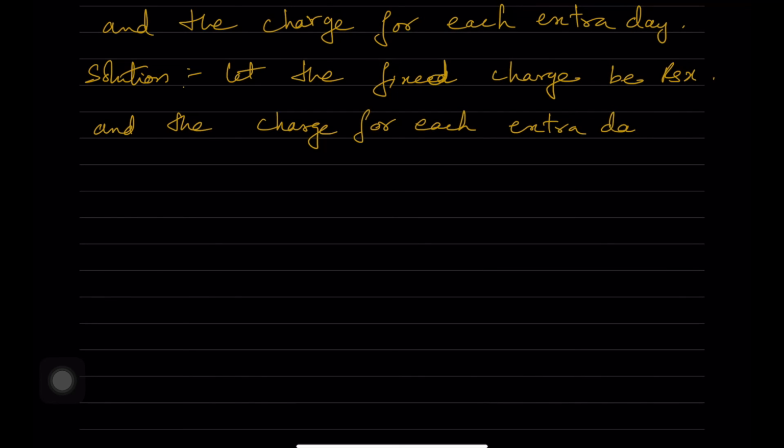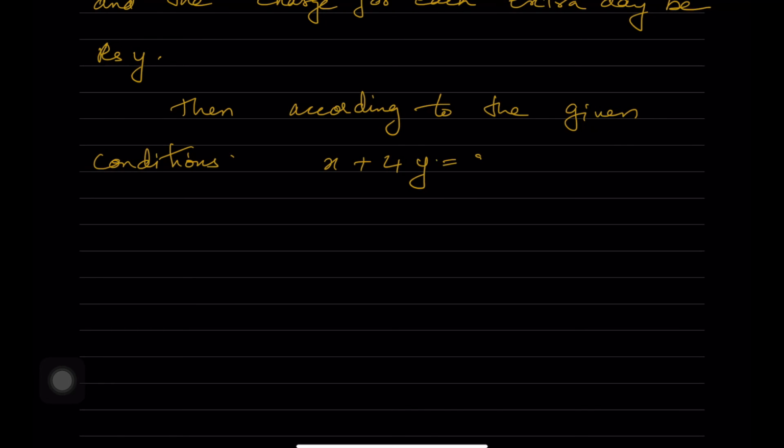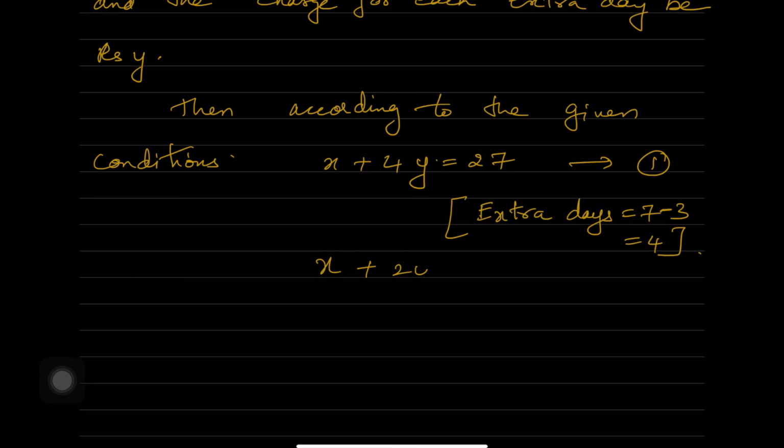So let the fixed charge be x rupees and the charge for each extra day be y rupees. So how do we write the equation? According to the given conditions, x plus 4y is equal to 27, because extra days over here are 7 minus 3, which is equal to 4. And the second equation is x plus 2y is equal to 21, because here the extra days are 5 minus 3, which is equal to 2.